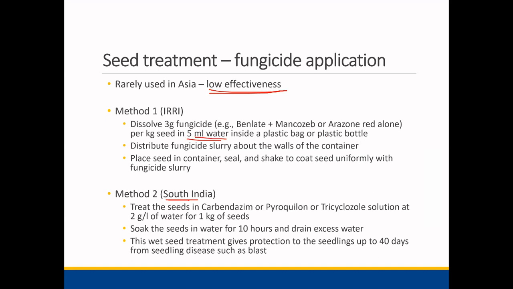inside a plastic bag or plastic bottle. And then you have to distribute the fungicide slurry about the walls of the container. And then you have to put the seeds inside that container, seal them, and shake to coat the seed uniformly with this fungicide slurry. It's kind of an application of that fungicide to the seeds.